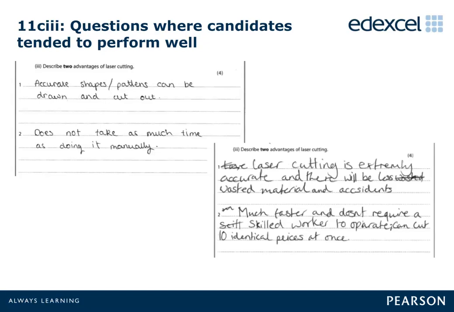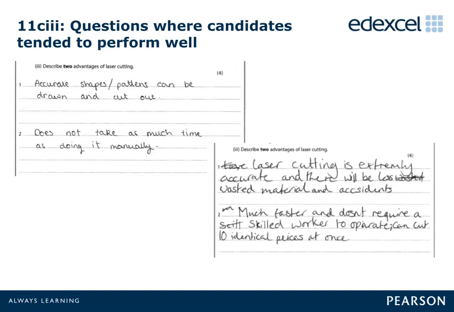We now move on to look at question 11C part 3, which was about the advantages of laser cutting. This type of question, a describe type question, requires candidates to make a point and then to develop it and to give a benefit or consequence. All too often, candidates simply respond to questions such as this with a simple statement, which therefore limits the marks they can score.